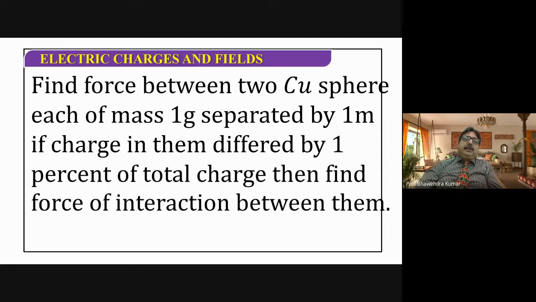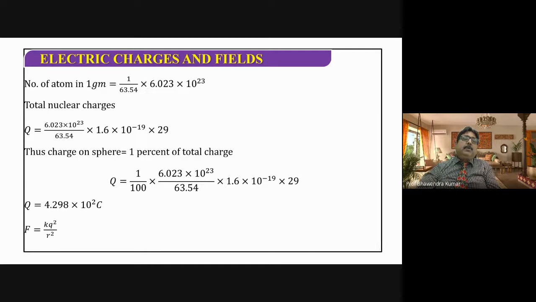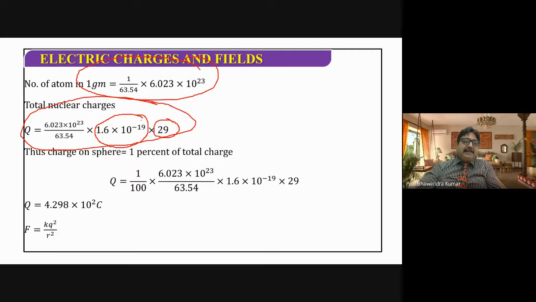Let us assume there are two copper spheres, each of mass 1 gram. They are separated by 1 meter. We know that the atomic mass of copper is approximately 62.5. So 1 mole of copper will hold these many atoms, and the charge of 1 proton is the same as the charge of 1 electron in magnitude, that is 1.6 times 10 power minus 19. It has 29 protons in the nucleus, so this will be the total nuclear charge.